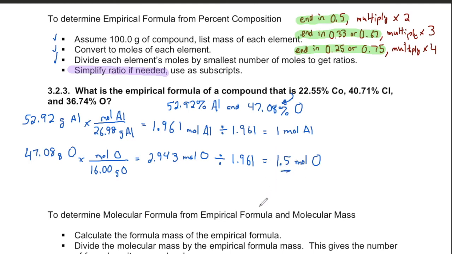And we mentioned how this is a little bit too far to just be rounding up to 2. So we have this situation, we end in 0.5, so we can multiply both of these by 2. This stays a whole number, and this now becomes a whole number. So we can write a formula with this kind of ratio, and here we have Al2O3, aluminum oxide.